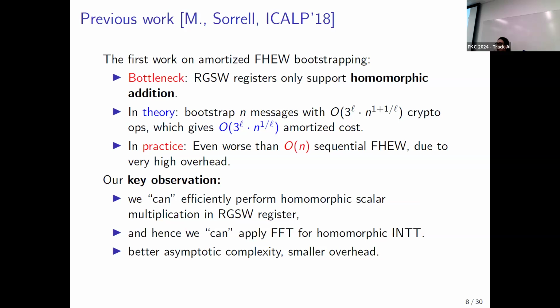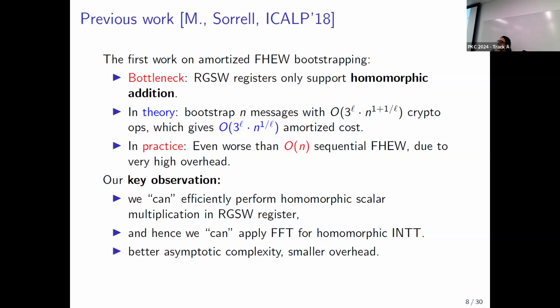Now, going back briefly to the previous work, one of the main bottlenecks of the algorithm was that the algorithm from Micciancio and Sorrell used RGSW registers, which only supported homomorphic addition.